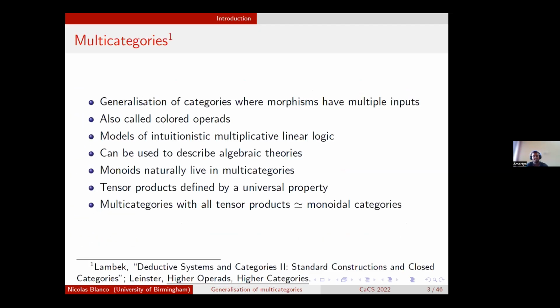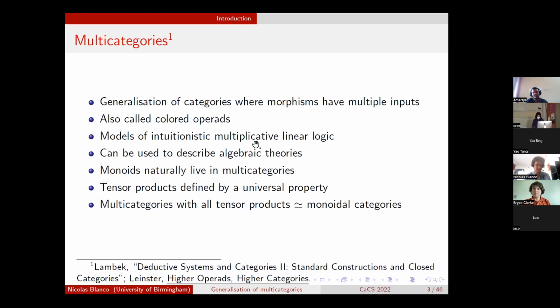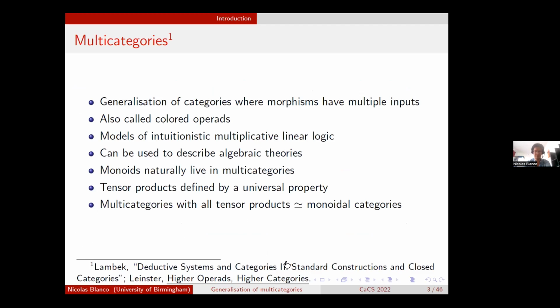Let me start with some kind of introduction about multi-categories. So they were introduced by Lambek in, I think, a '69 paper, Deductive Systems and Categories. They were already around before, but I think it's the first time somebody put it on paper and gave it the name multi-categories. They are generalizations of categories where a morphism has multiple inputs. So you can keep in mind vector spaces and multilinear maps. You have this idea of a map having many inputs and one output.